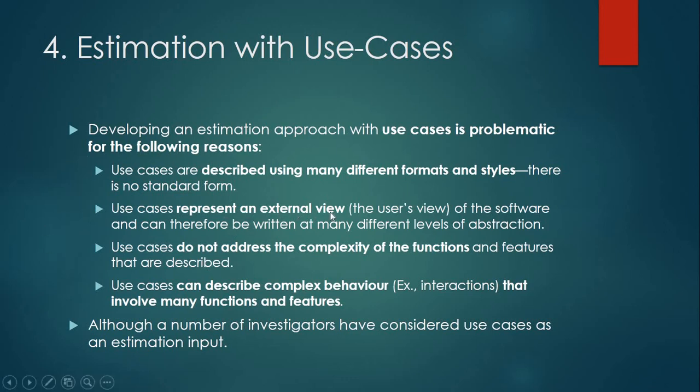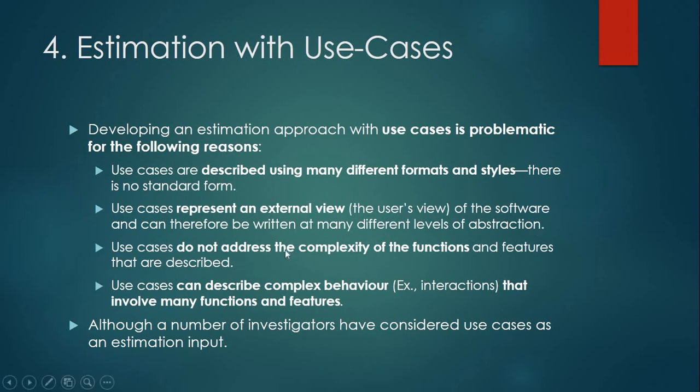Second, use cases represent an external view, or we can say the user's view, and can therefore be written at many different levels of abstraction. Abstraction means going into depth. We can give our external view very simply, or we can write use cases at a very deep level, or we can say a very complex level. So there will be different levels of abstraction. Third, use cases do not address the complexity of the function. This is the main reason why use cases are problematic.